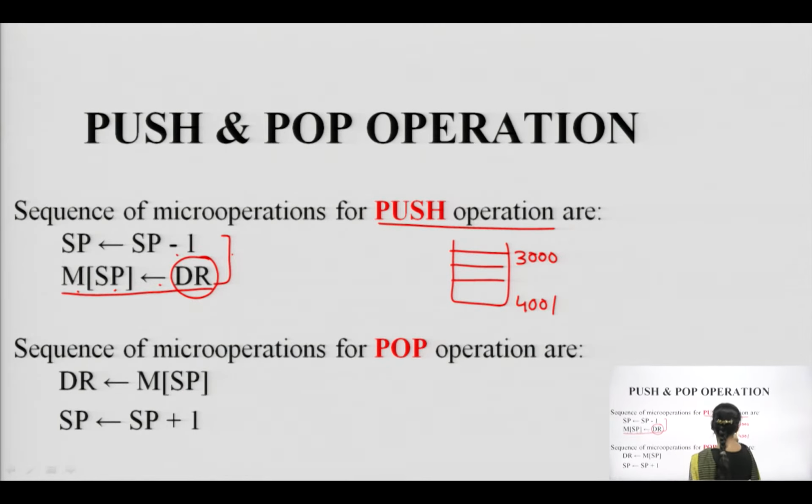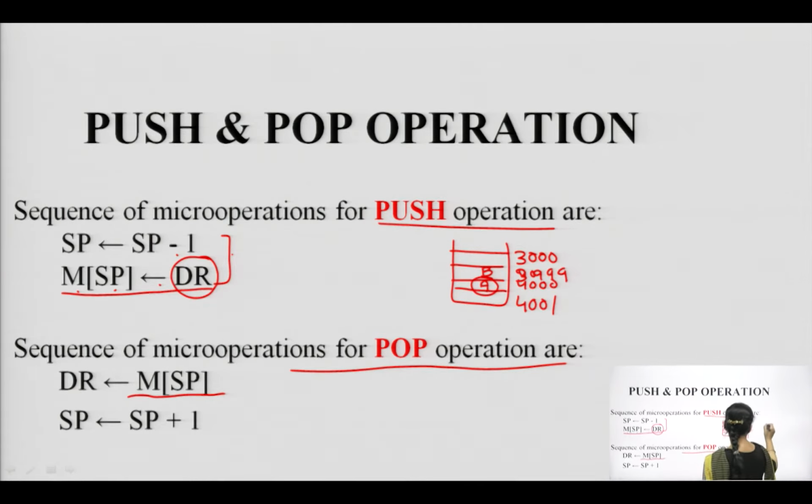of SP. That is, suppose I have to insert this A, that is I am performing memory write operation from DR, it is being copied into M of 4000. Then the second time, while pushing the B, it is copied from DR to memory at 3999 location.